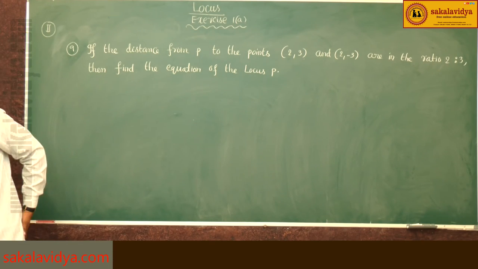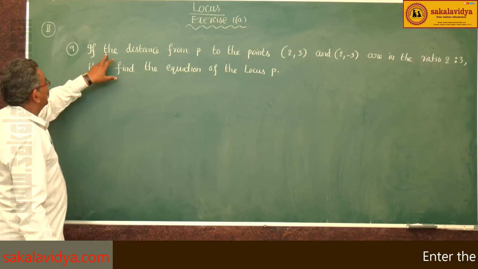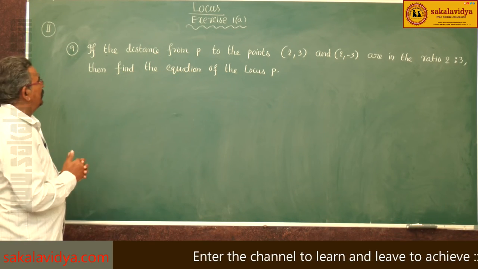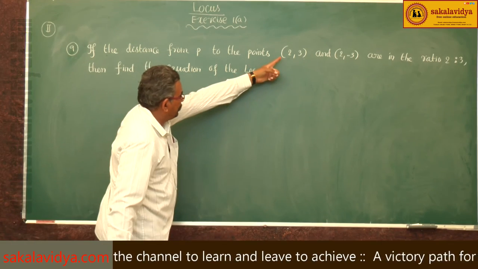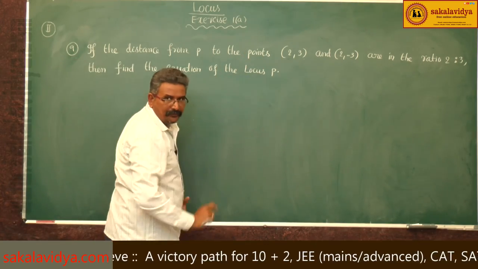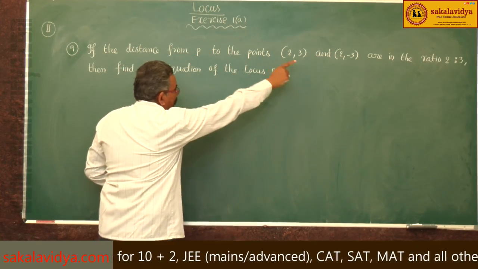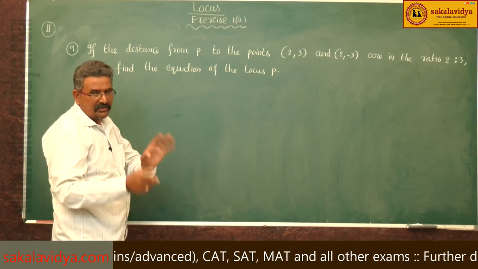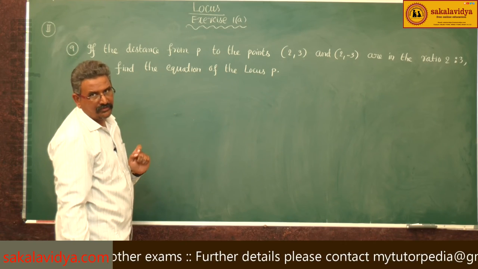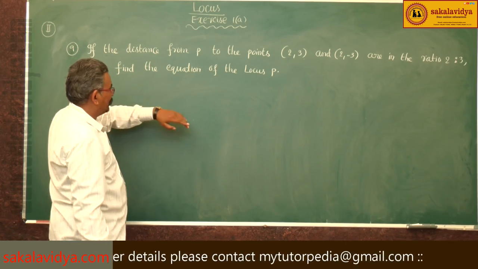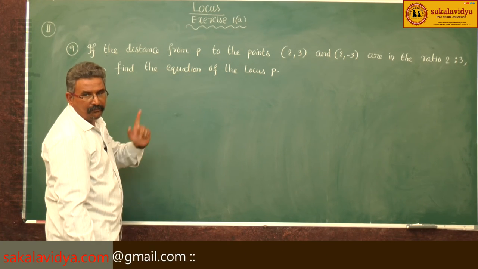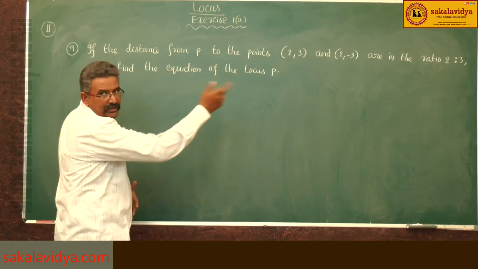Let us solve this problem. The distances from P to the points are in the ratio 2:3. Suppose, let us say this point is A, this point is B. Distance from P to A is PA. Distance from P to B is PB. Both distances are in the ratio 2:3. That means PA is to PB is equal to 2:3. So we have to find the equation of the locus which moves in such a way that PA is to PB is equal to 2:3.